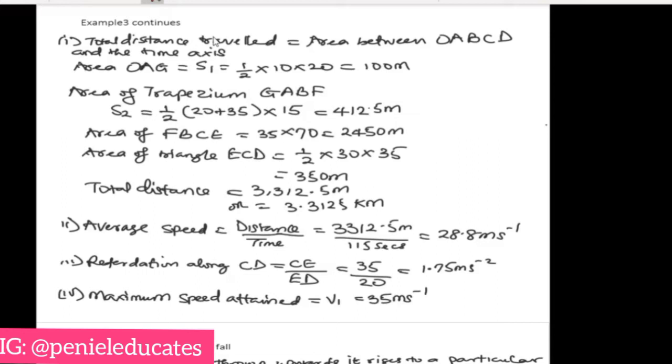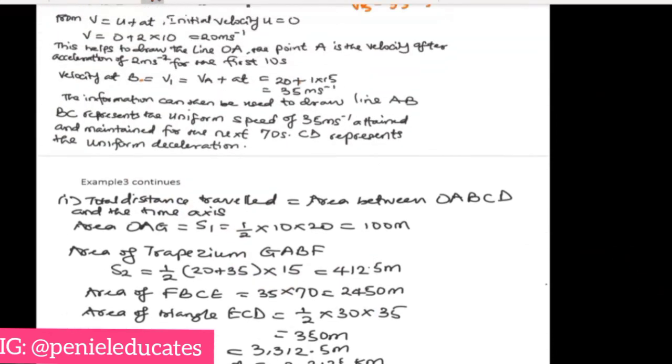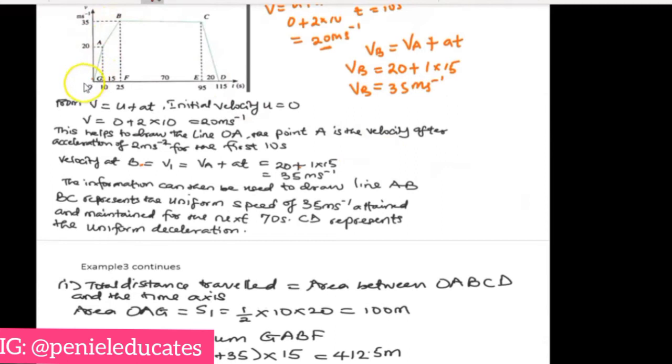For example, the area OAG is just a triangle. See it there? There is area OAG. It's a triangle, and you're going to have half base times height. The base here is 10, from 0 to 10, and the height here is 20. So the area OAG is going to give you 100 meters.